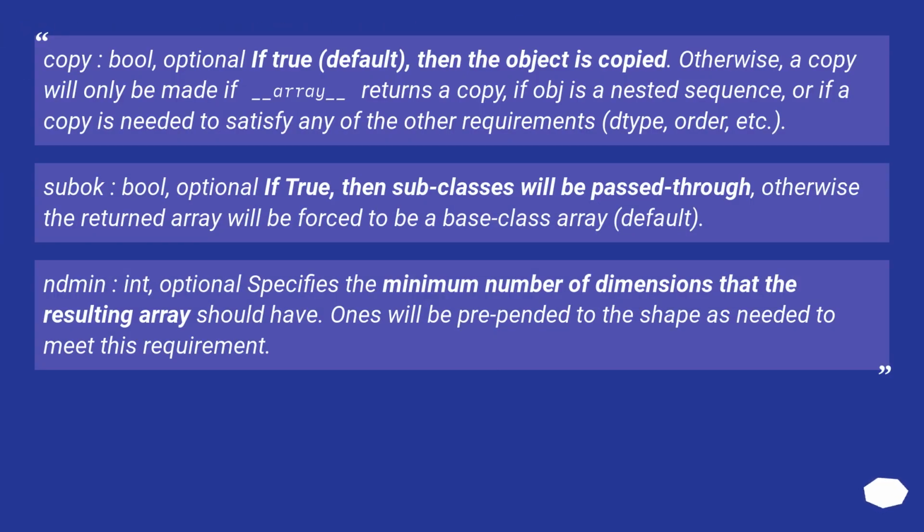copy: bool, optional. If true, default, then the object is copied. Otherwise, a copy will only be made if __array__ returns a copy, if object is a nested sequence, or if a copy is needed to satisfy any of the other requirements, dtype, order, etc. subok: bool, optional. If true, then subclasses will be passed through, otherwise the returned array will be forced to be a base class array, default. ndmin: int, optional. Specifies the minimum number of dimensions that the resulting array should have. Ones will be prepended to the shape as needed to meet this requirement.